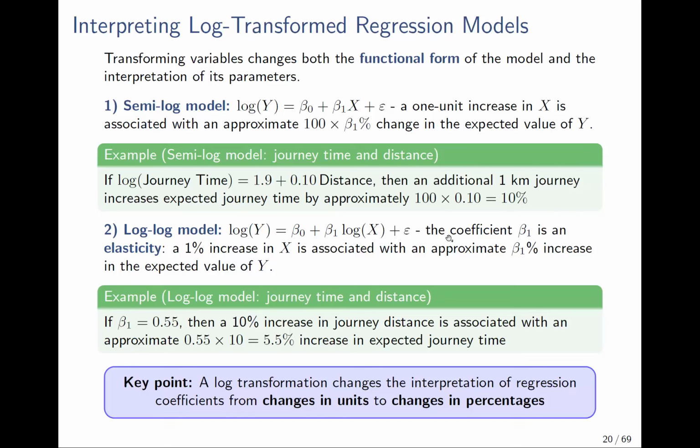In the log-log model, log of y regressed on the log of x, the coefficient beta 1 is now, as we said, an elasticity. It's telling us how a 1% increase in x is associated with an approximate beta 1% increase in the expected value of y. So if beta 1 is 0.55, then a 10% increase in distance is associated with an approximate 5.5% increase in expected journey time. So the key point to take away then is a log transformation changes the interpretation of the coefficients from changes in units to changes in percentages.